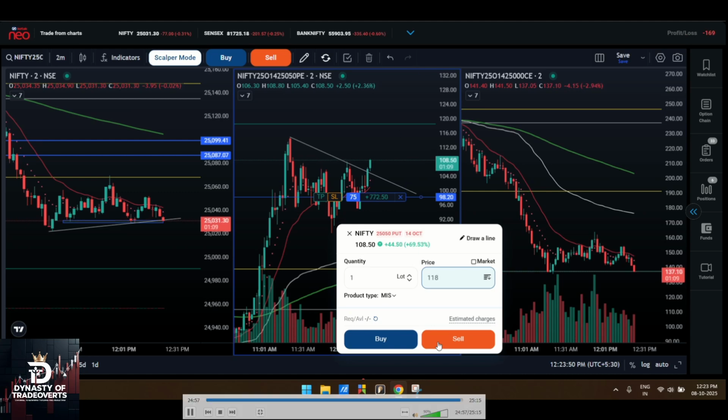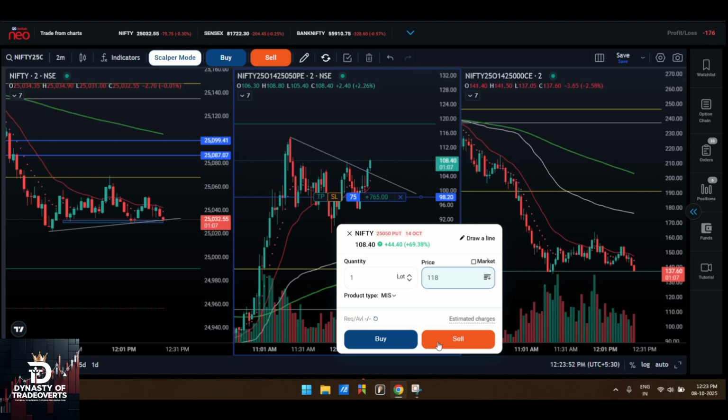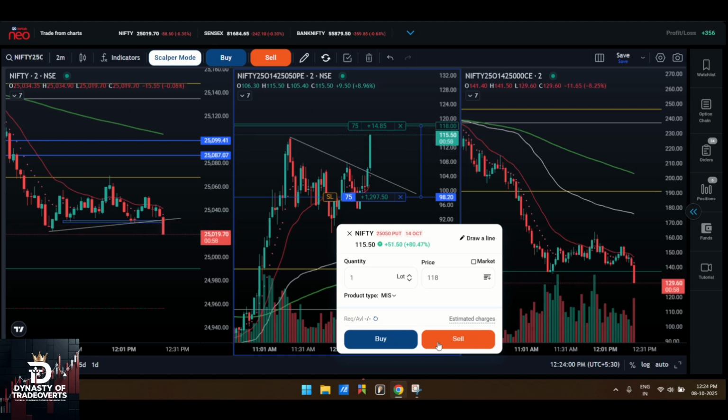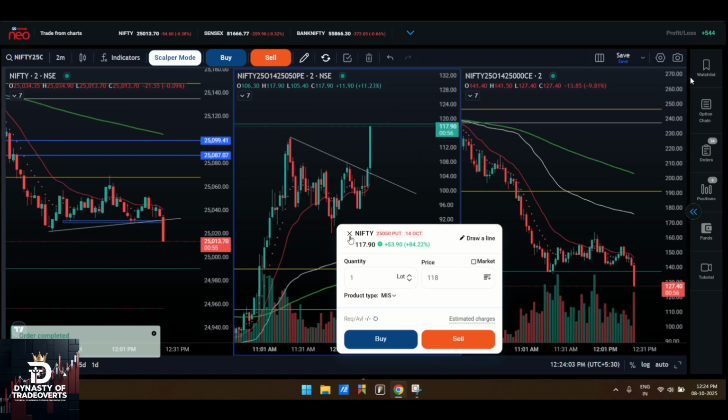My losses are almost recovered. At this point I just want to recover my losses. This is not a proper way to trade, so I set my target. There's a spike, my order got executed, and today I'm ending the day with 544 rupees profit, but out of this 500 will be going as brokerage and taxes. So in net I am break even today.